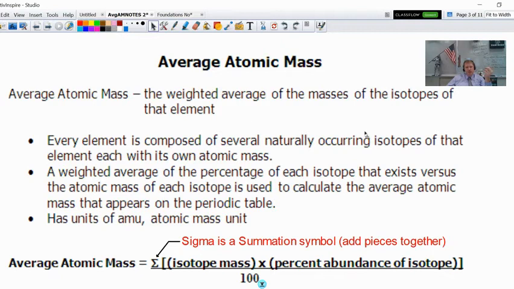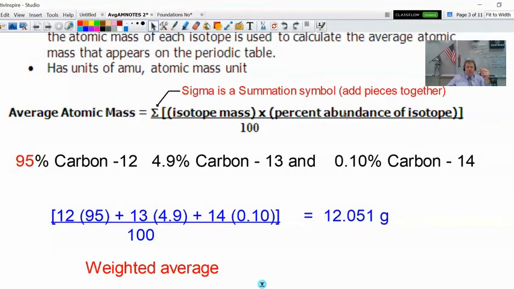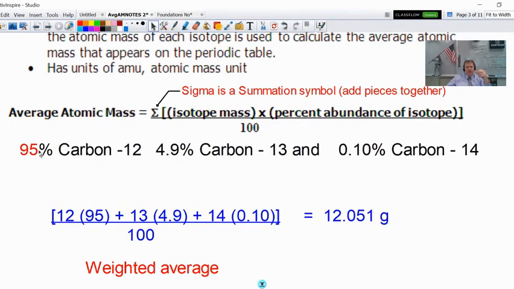And let's go ahead and do the discussion about atomic mass. So we talked about how protons plus neutrons gives you the mass number. We talked about isotopes coming in different masses, that there might be a mass of 12 for carbon, a mass of 13 for carbon, and a mass of 14 for carbon. Well, how do they average those together? They do a weighted average. They take the mass of the isotope, multiply it by the percentage, add them together, and divide by 100.